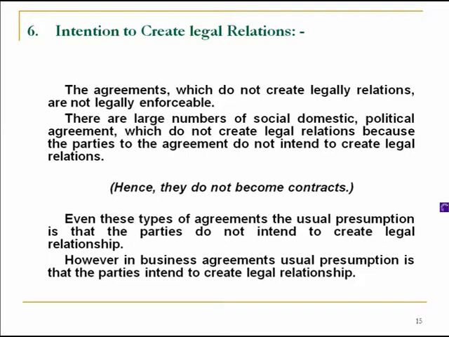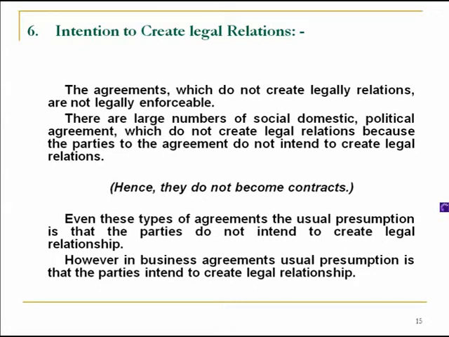Now, the next point, number 6, is intention to create a legal relationship. As I said earlier, a contract is an extension of an agreement. If an agreement has enforceability, then it will be a contract. The question is how an agreement becomes enforceable. First, it always requires the intention to make a legal relation. An agreement which does not create a legal bond between the parties will never be enforced by law. So you essentially require an intention between the parties to create the legal relation.